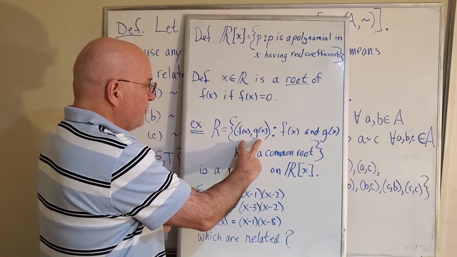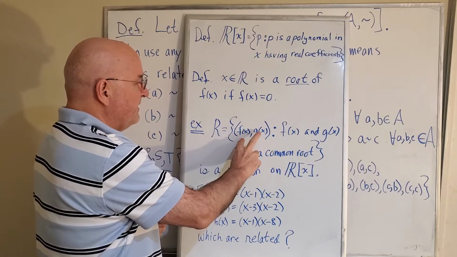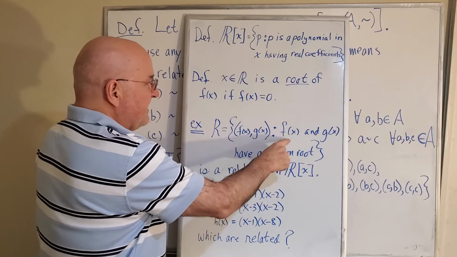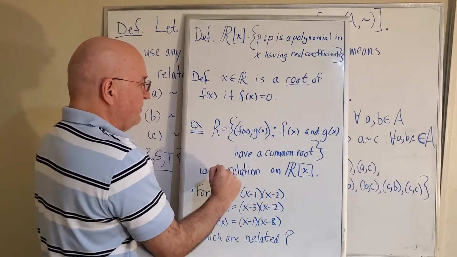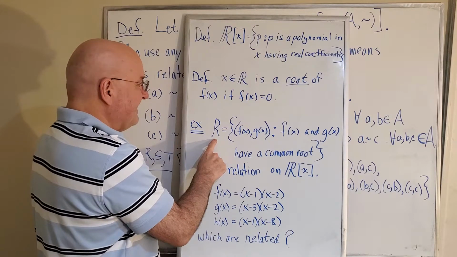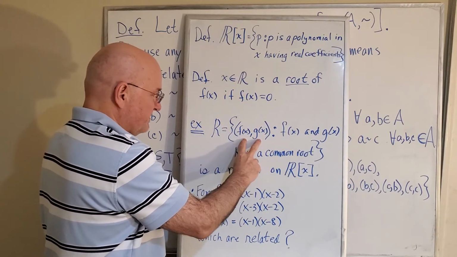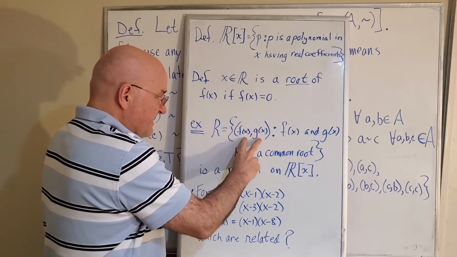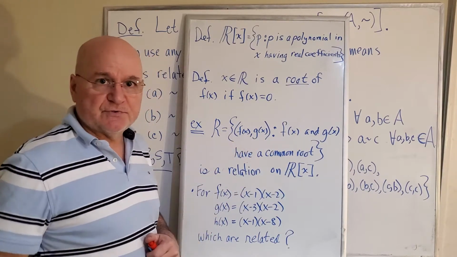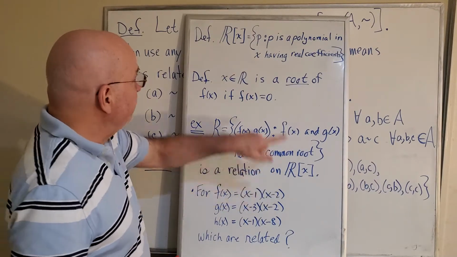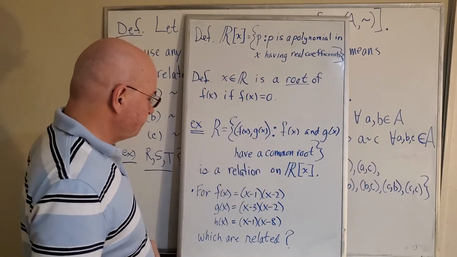The relation takes these ordered pairs, a polynomial and another polynomial, such that f and g of x have a common root. So R contains every pair of polynomials with real coefficients such that they have a common root. That is a relation on this set here.